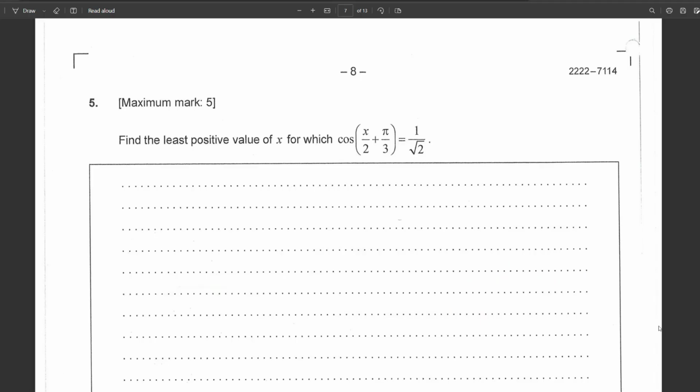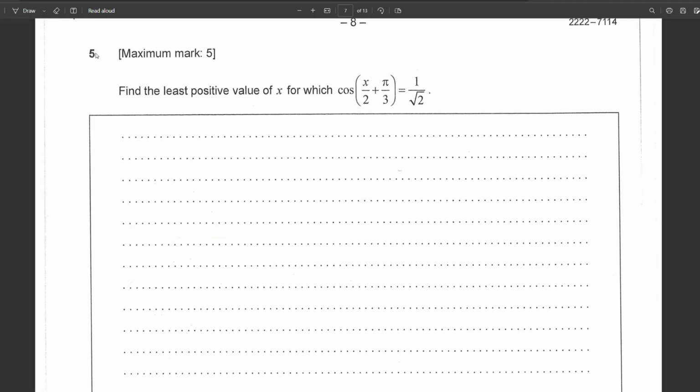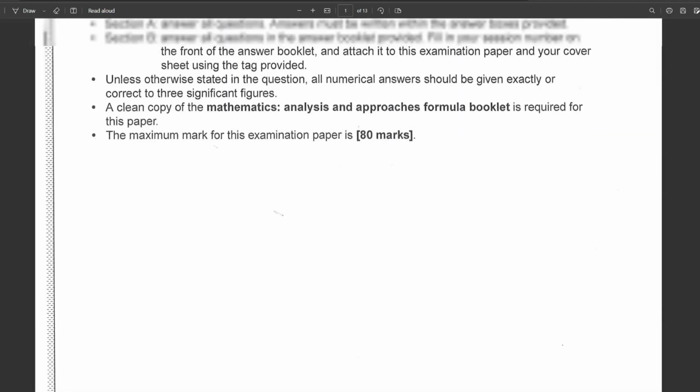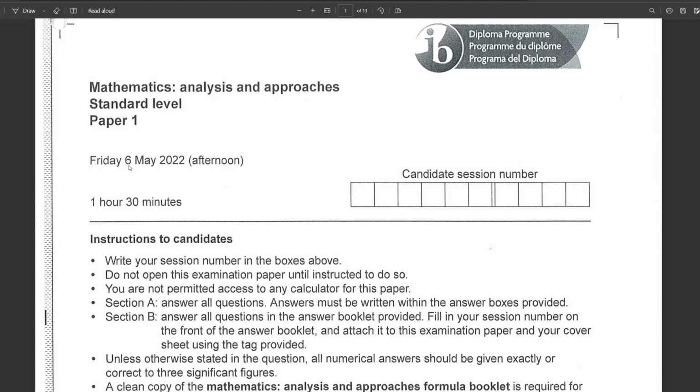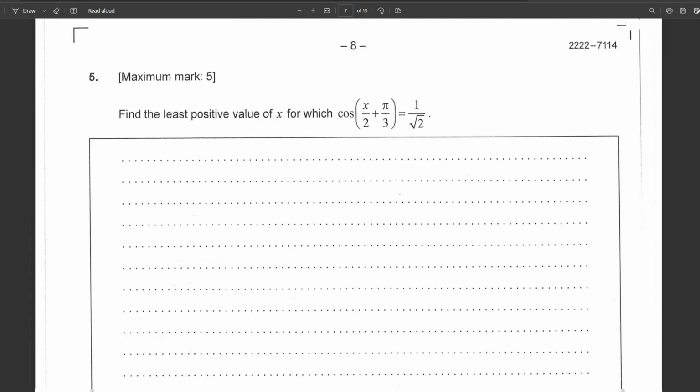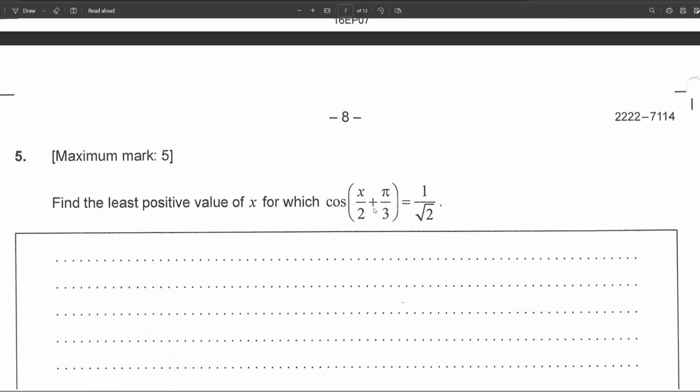I have here a problem, the question number 5 in the paper last year, recently in May 2022, times 1 2 for Vietnam included, okay, on Friday 6th of May. Paper 1. It is given this equation, the cosine of x over 2 plus pi over 3 equal to 1 over the square root of 2. And the question asks us to find the least positive value of x.